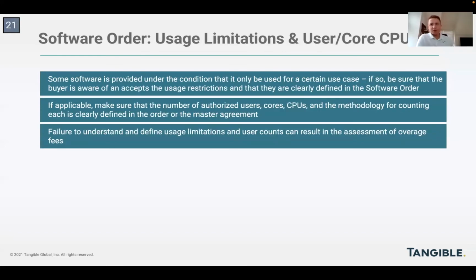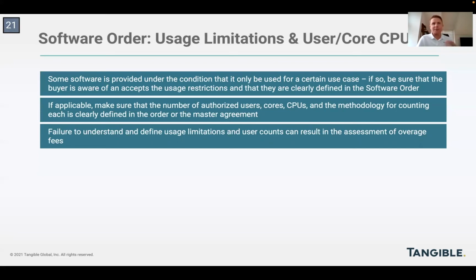So moving on to an area of focus that is really specific to software orders and really doesn't apply to work orders. It's highly important to focus on and define any kind of usage limitations or user counts that apply to a software order. Oftentimes vendors are going to seek to limit a buyer's use of their software. And the two principal mechanisms they use to do that are, one, user counts, and two, use case.